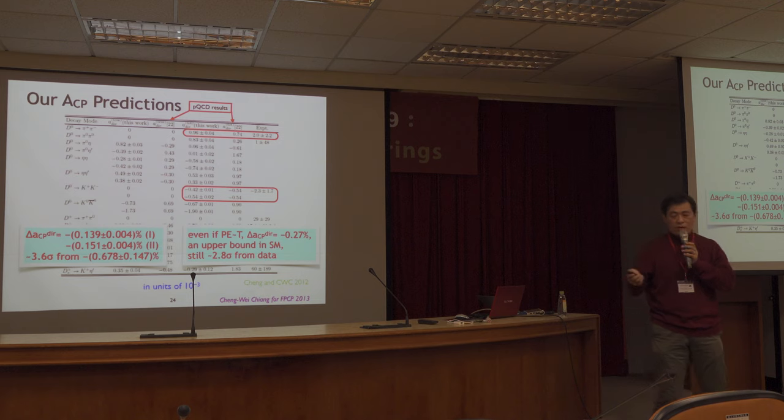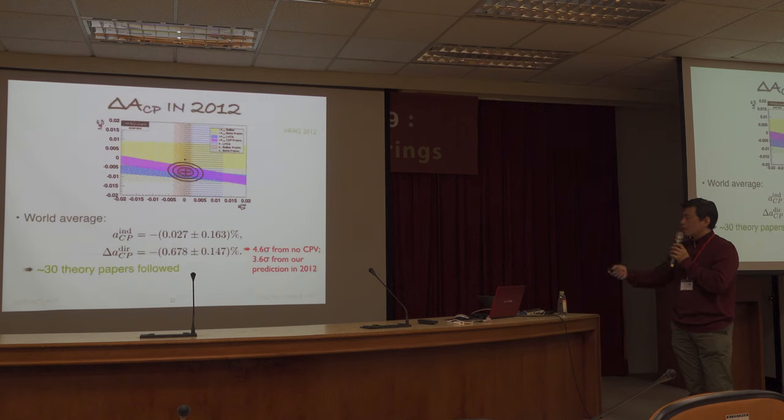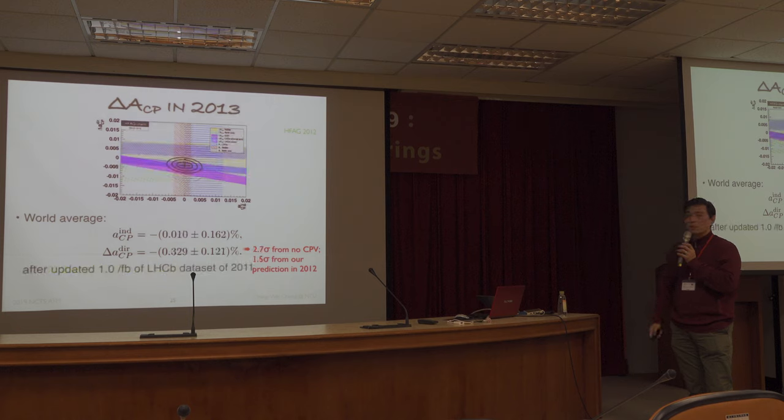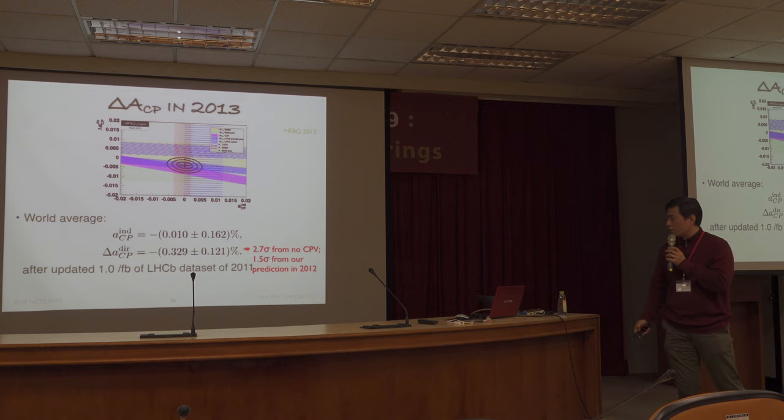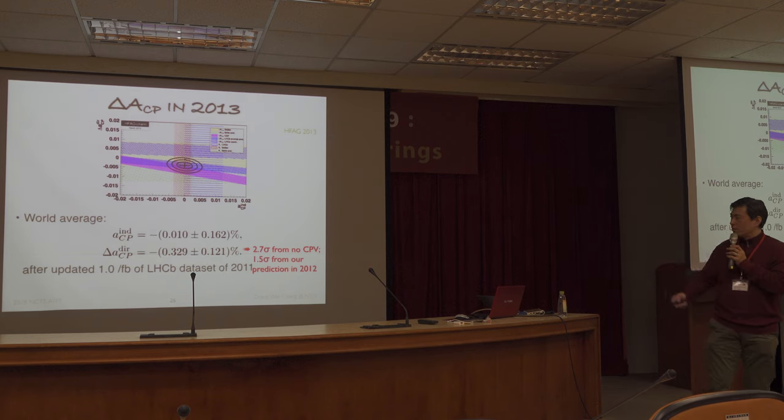So that's why people thought it must be new physics. Okay, this is the data in 2012 again. And this is the next year. LHCb updated their data. Now it comes down to minus 0.33. So it's getting closer to our prediction. So that's 1.5 sigma from our prediction.